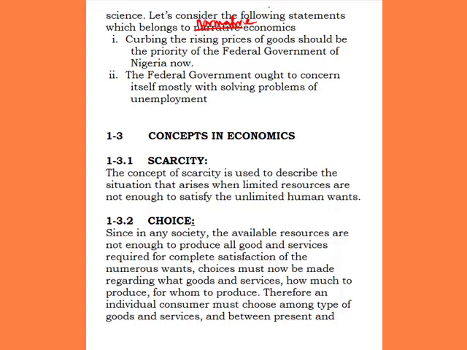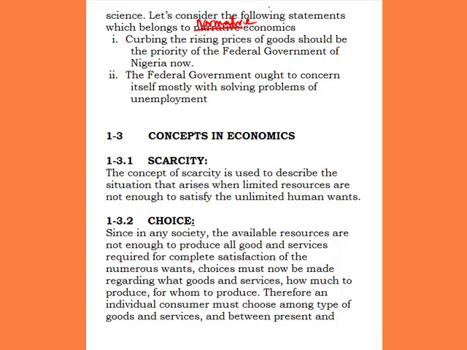Ordinarily, another average Nigerian can say, what the government is supposed to bother itself with is the provision of electricity. We have two views here. These two views are subjective and biased. They have reasons why they are saying that.